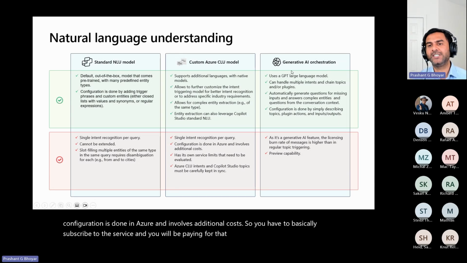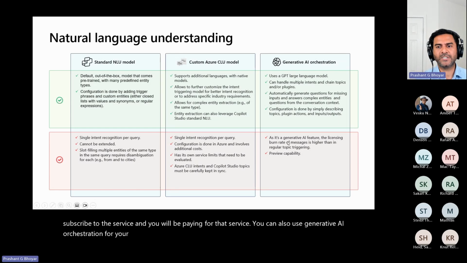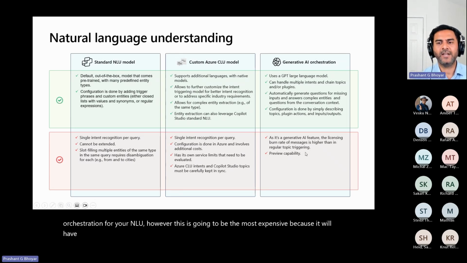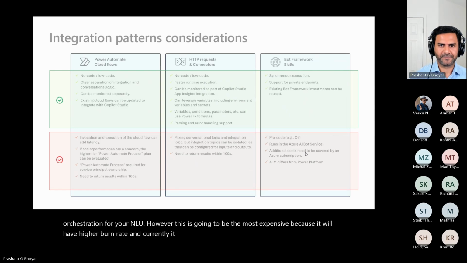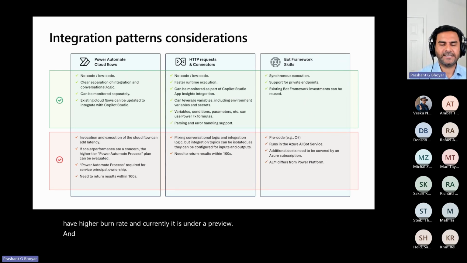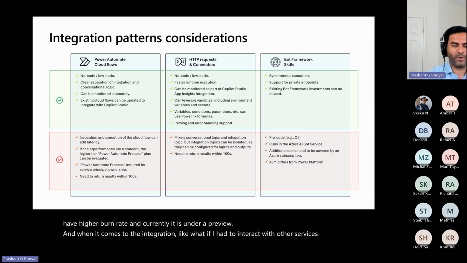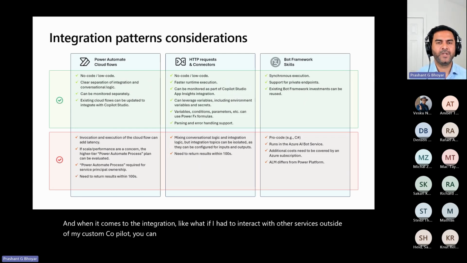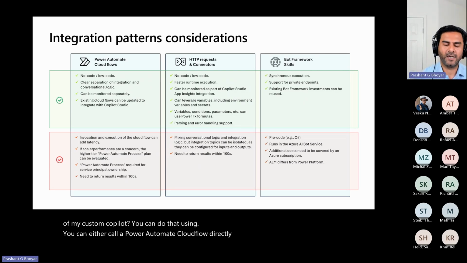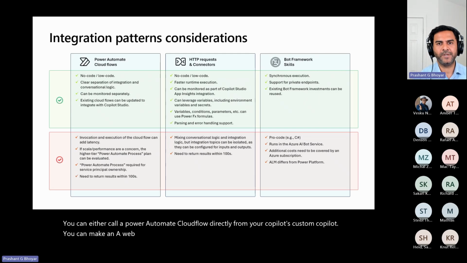So you have to basically subscribe to the service and you'll be paying for that service. You can also use generative AI orchestration for your NLU. However, this is going to be the most expensive because it will have a higher burn rate. And currently it is under preview. And when it comes to the integration, what if I had to interact with other services outside of my custom Copilot? You can either call a Power Automate cloud flow directly from your custom Copilot, or you can make a web service call using the HTTP connector, or you can call a Bot Framework skill.